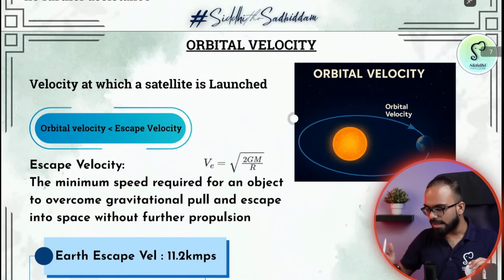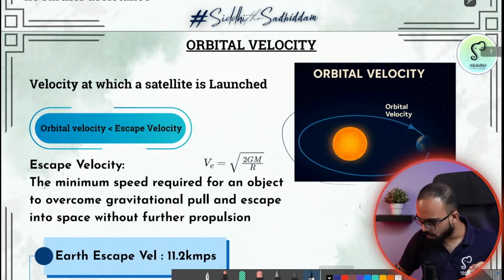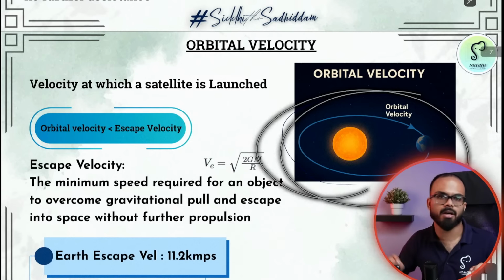Now, let me tell you, satellites are not launched at escape velocity. That is, satellites are always under the influence of Earth gravity. Satellites are in the influence of Earth gravity, but the velocity is slightly less than escape velocity. So, the velocity that is needed to push any satellite into the atmosphere is called orbital velocity.